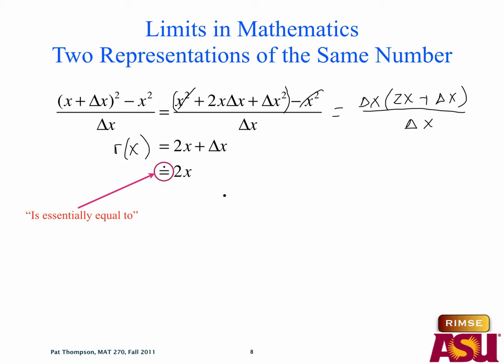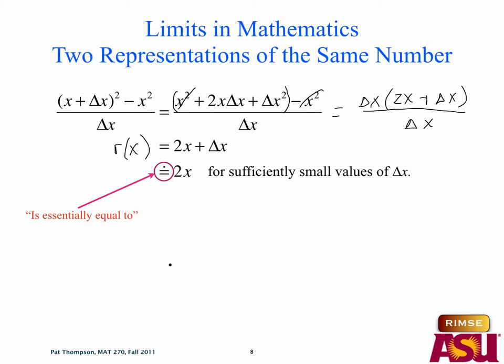Okay, so this is the notation that I'm introducing, okay? So when delta x gets really, really small, this expression is essentially the same as 2x. Okay, so I've got this equal symbol with a dot over it. You'll probably see this if you take a physics class. So for sufficiently small values of delta x, this 2x plus delta x is essentially equal to 2x.